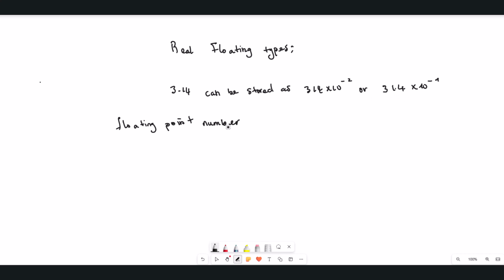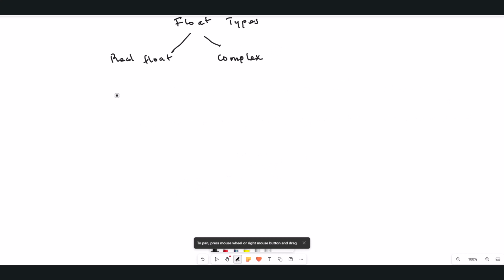A floating point number is composed of three parts. So we have the sign, we have the significand, which is also referred to as the mantissa, and the exponent. This exponent part can be omitted. According to the system, we have three floating types: float, double, and long double. A float is a subset of double, which is a subset of long double.